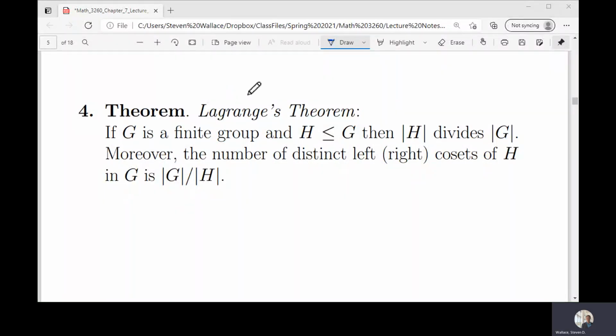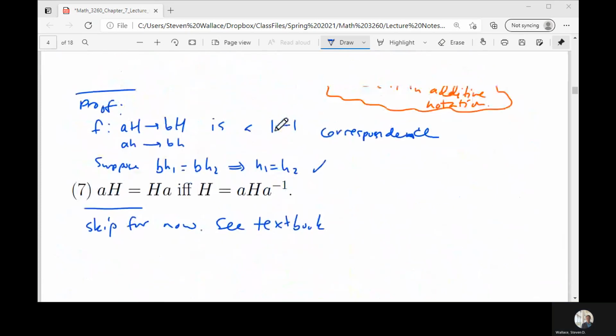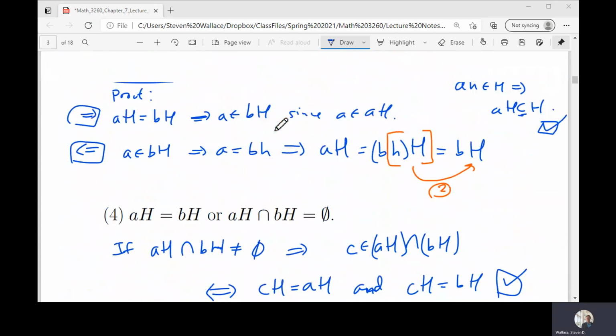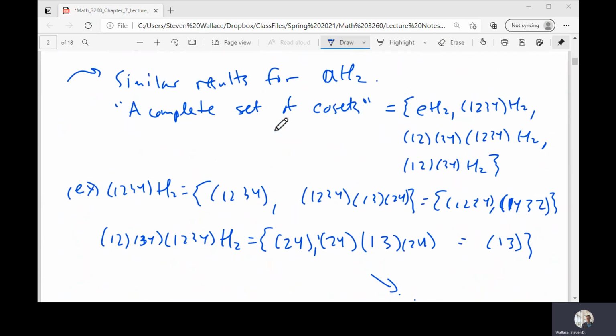So we're back in Chapter 7 here. We're going to talk about Lagrange's theorem. We're going to prove it. So last time, with much difficulty, we went over some properties of cosets. So let me remind you what a coset is.